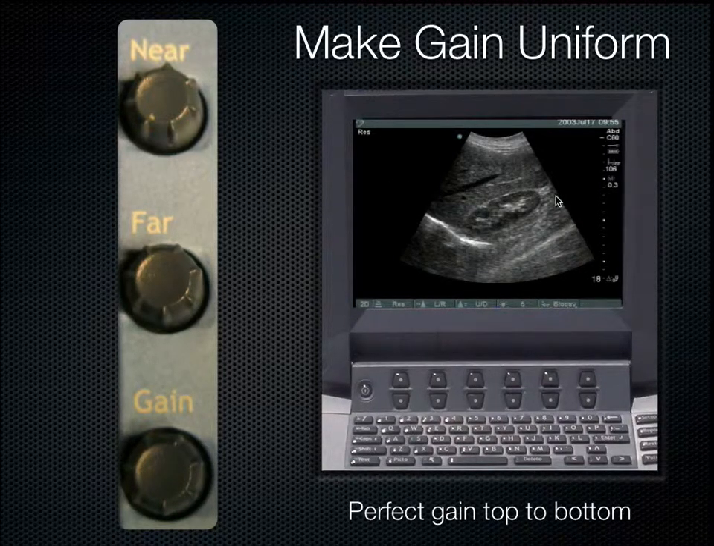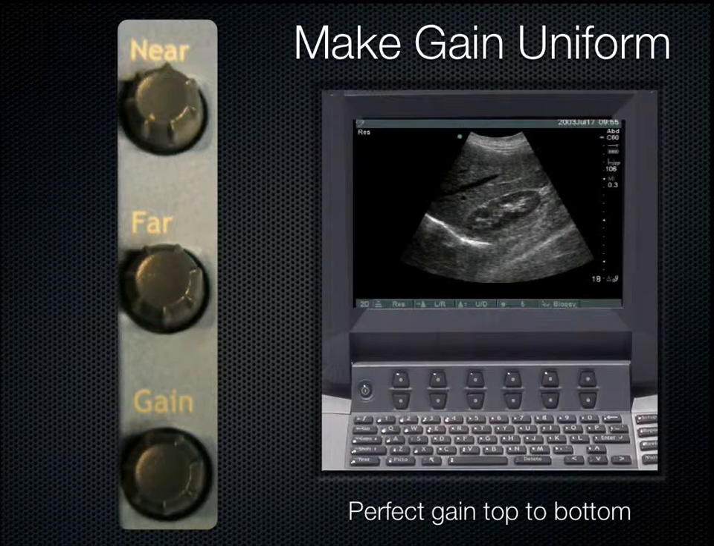echogenicity. And if you can tell the subtle difference that the liver is slightly more echogenic than the cortex of the kidney, because the liver is ever so slightly more dense than the cortex of the kidney, that's why it appears more echogenic, then you've got your gain settings correctly.